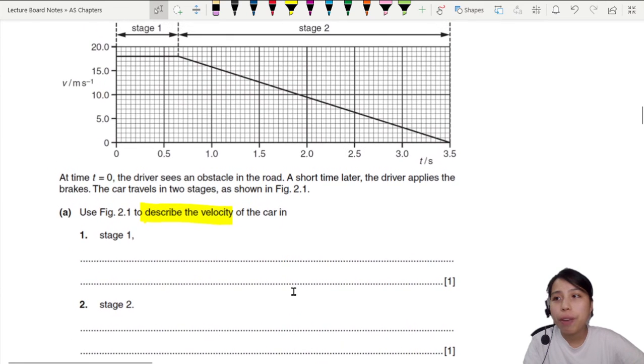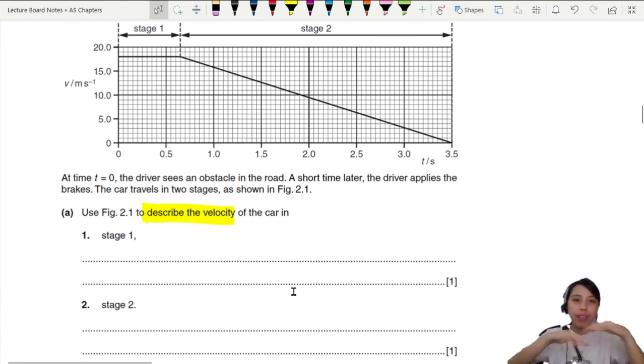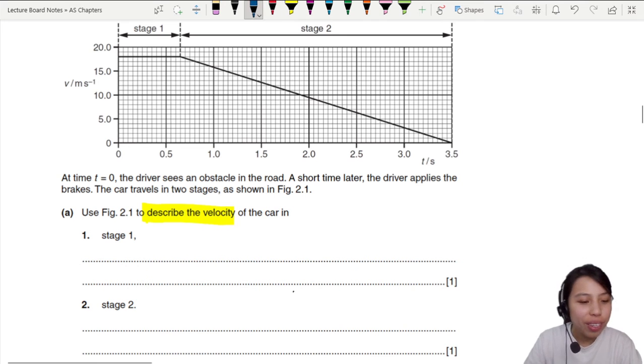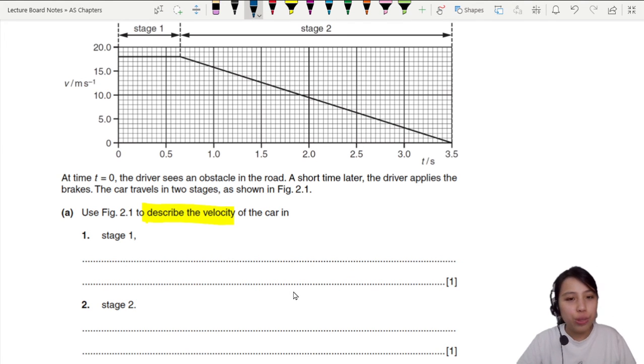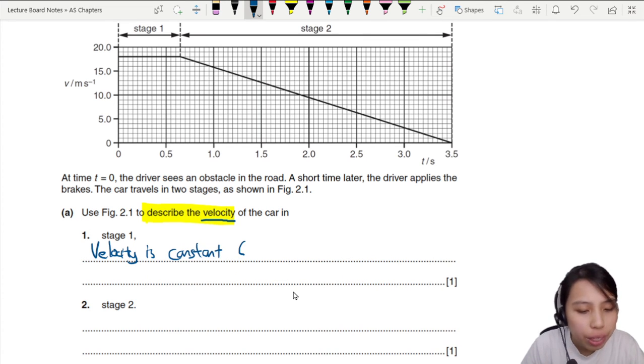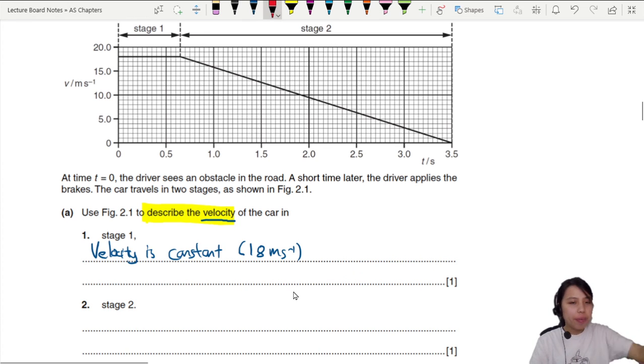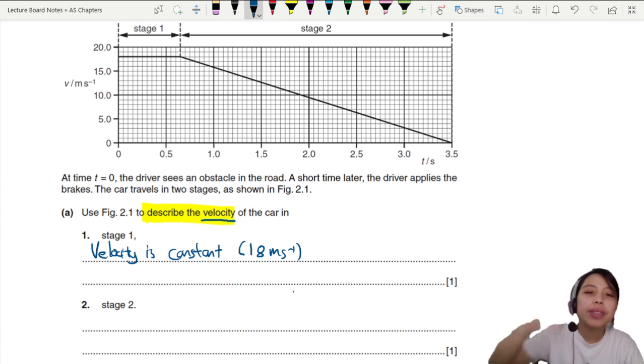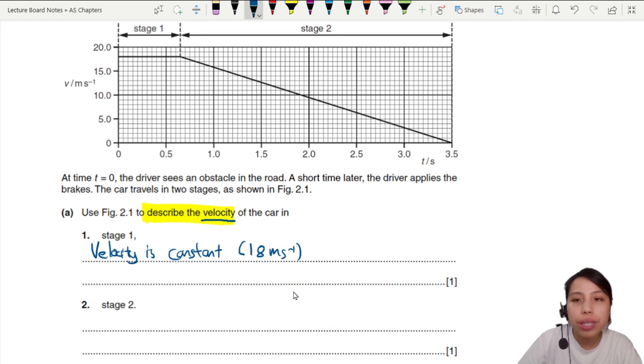Okay, this is the moment we have been waiting for. Stage 1, flat. Then how you talk about it? You can say, since we are talking about velocity, you say velocity is flat, constant. Constant at what? How many meters per second? 18, I think. 18 meter per second. Steady all the way. Then stage 2, what happened? Oh, now decreasing already. Decrease from 18 all the way down to 0.